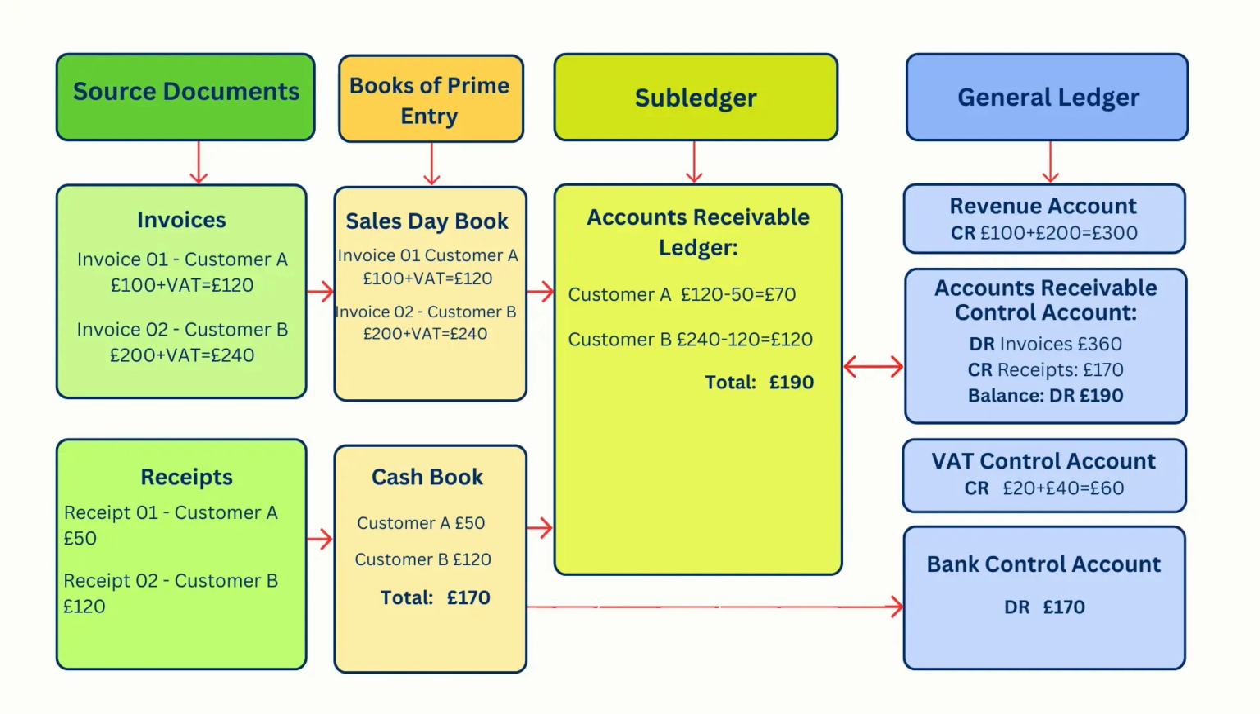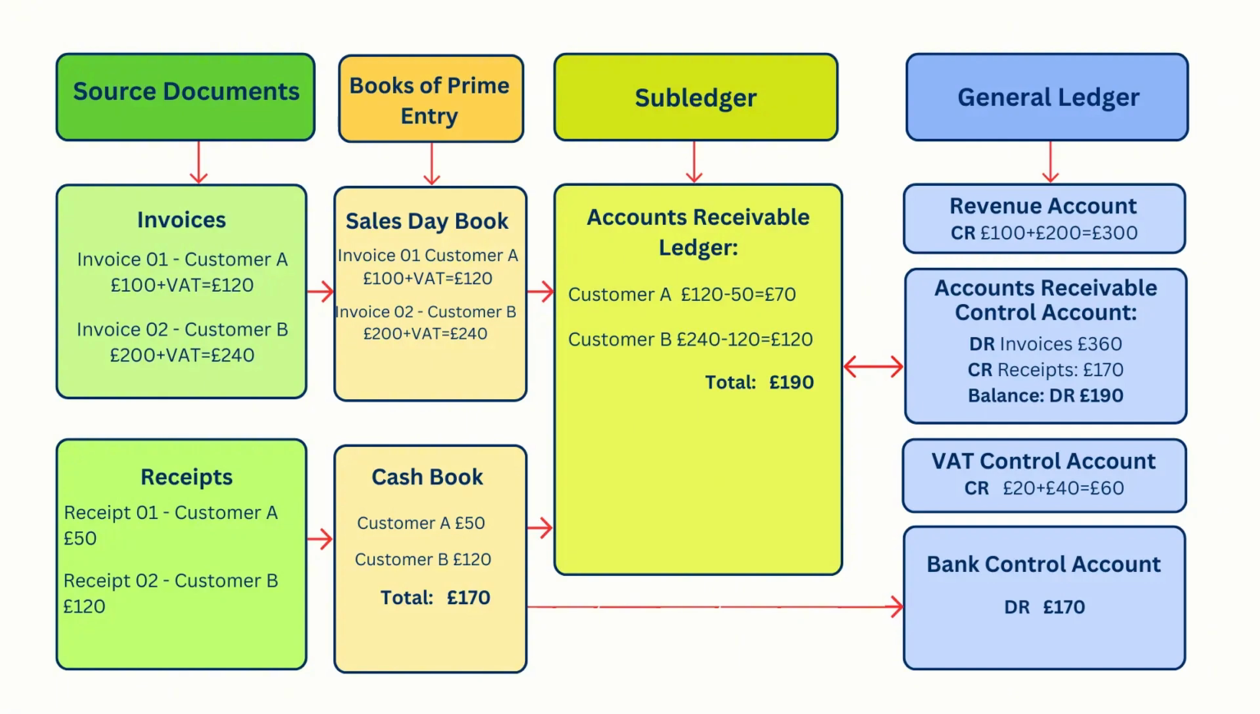When customers pay, those amounts go to the bank account and reduce the receivables control account. The control account gives us one total figure, in this case £190, which represents everything customers still owe.